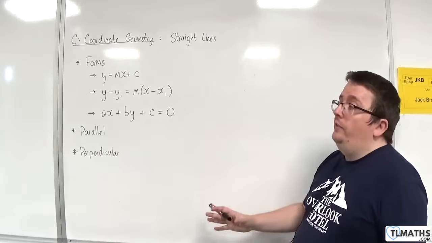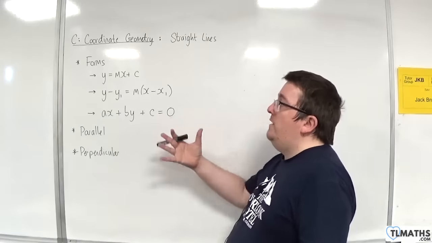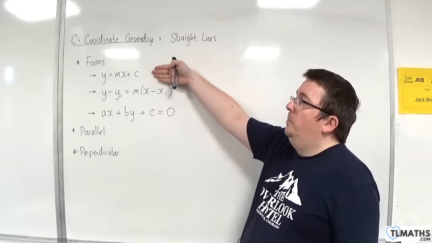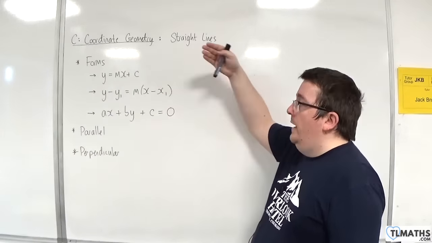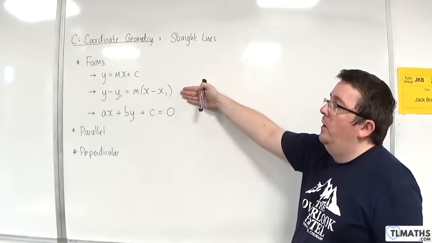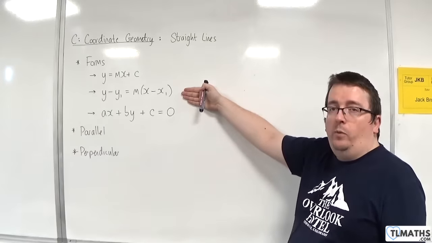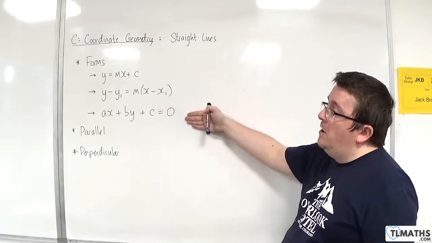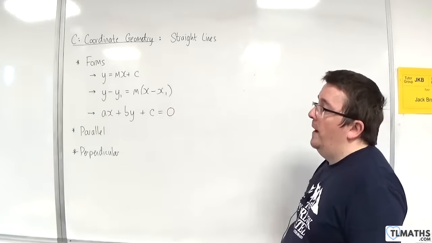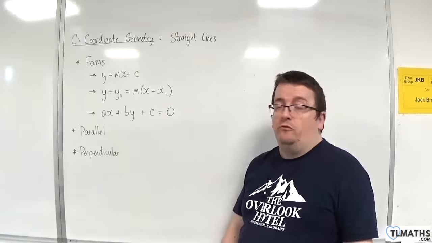So with straight lines, you should be able to recognise any form. So y equals mx plus c is the bog standard one that you should be used to. I always go for y minus y1 equals m(x minus x1) when I'm trying to find the equation of a line through 2 points. And then you might be asked to write it into the form ax plus by plus c equals 0, for example.